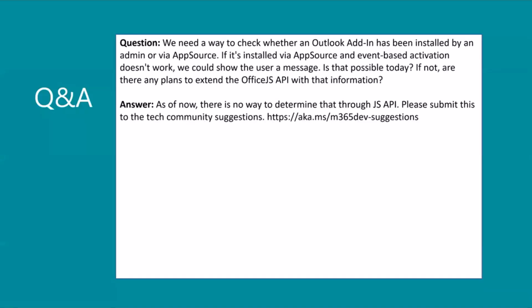The next question is that we need a way to check whether an Outlook add-in has been installed by an admin or from the app source. As of now, there's no way to determine that through the JavaScript API, but please submit this to the tech community suggestions through this link to help us better prioritize this feature request.